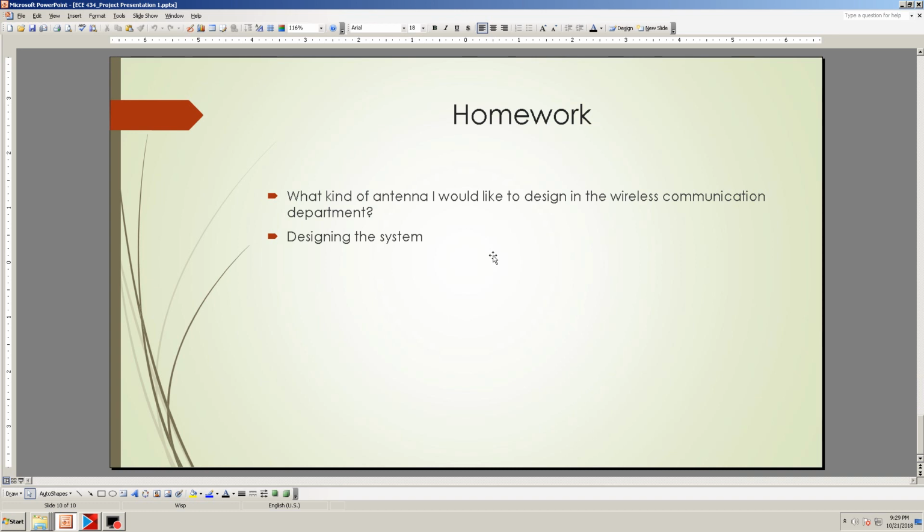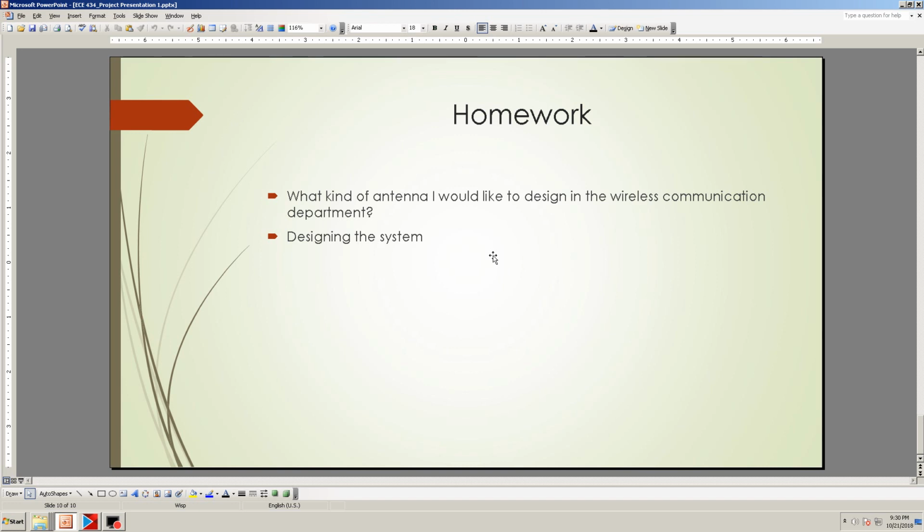So my homework for this project, meaning the research that I'm still continuing to do, is the stuff that I still need to figure out and answer these questions further on. My homework for this project is to figure out what kind of antenna I would really like to design in the wireless communication department, because I know there's a variety of antennas that I could model. But for this assignment, I would need to design one specifically within the wireless communication department.